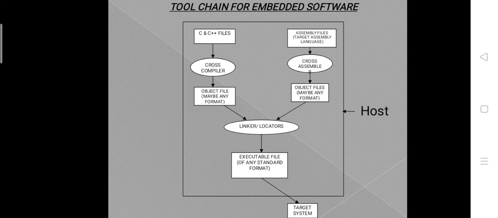On the other hand, if you write the program in assembly language, first of all we need to do the target of the assembly language. Then again we need to go for a cross compiler. Then again object files, and the rest of the process is the same for assembly also. So once the executable file is generated, we can load it on a microcontroller or on a microprocessor of any embedded system.